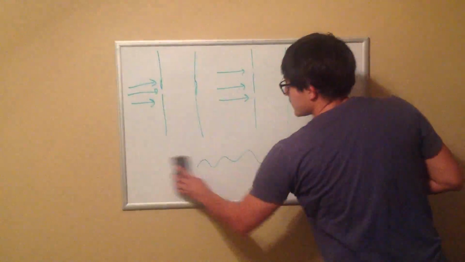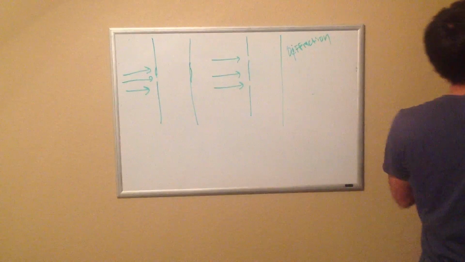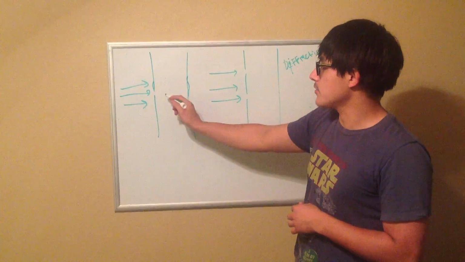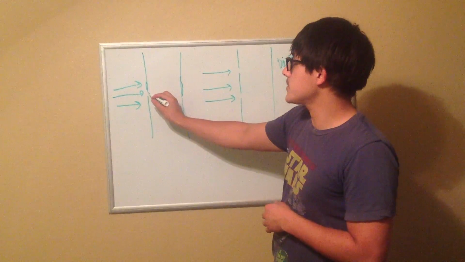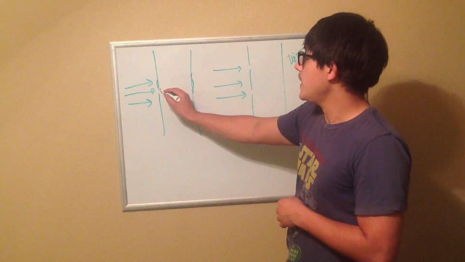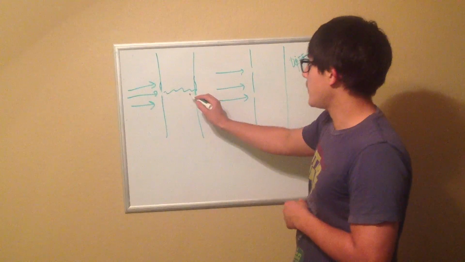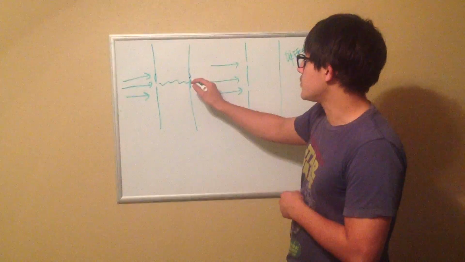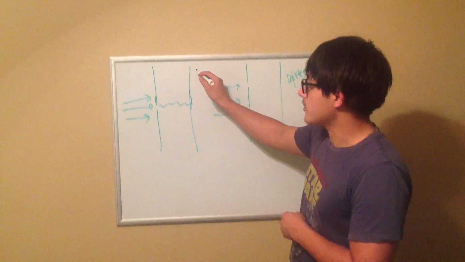So I'm going to erase this real quick. So the first type of diffraction that we're going to talk about is with a single slit. What happens is that the light comes in as a wave, and there's usually a very bright peak in the middle here, followed by a dark band, light band, and a dark band.